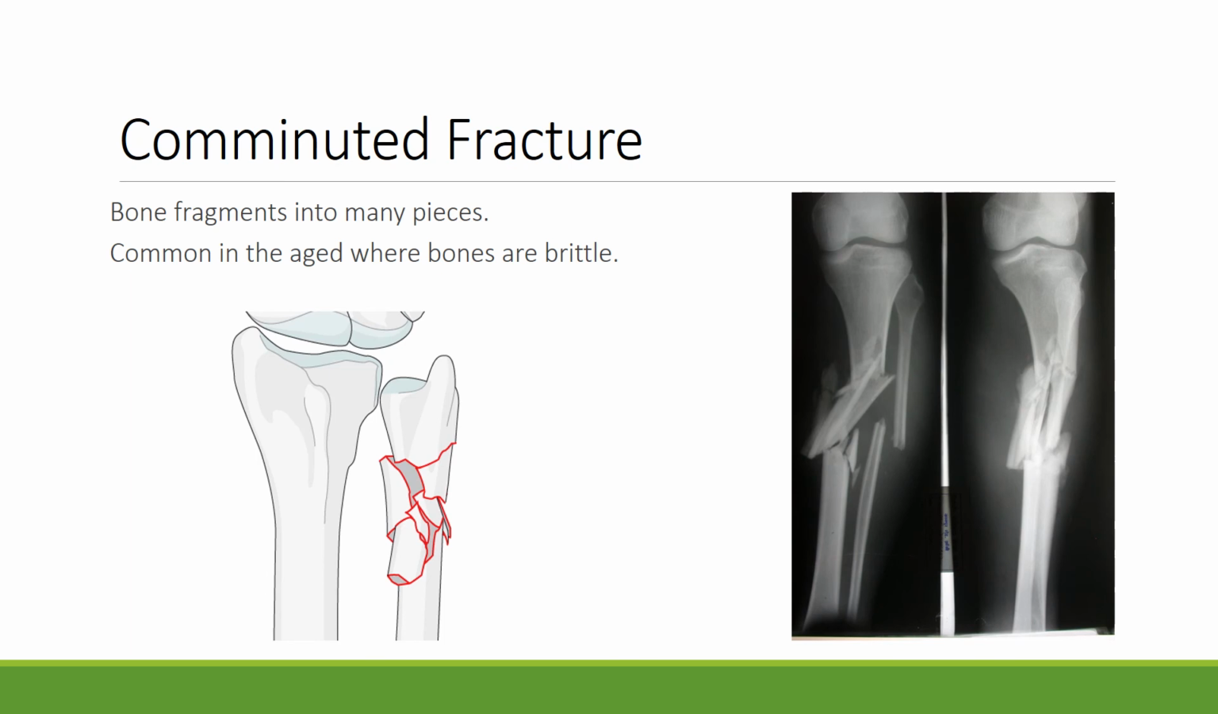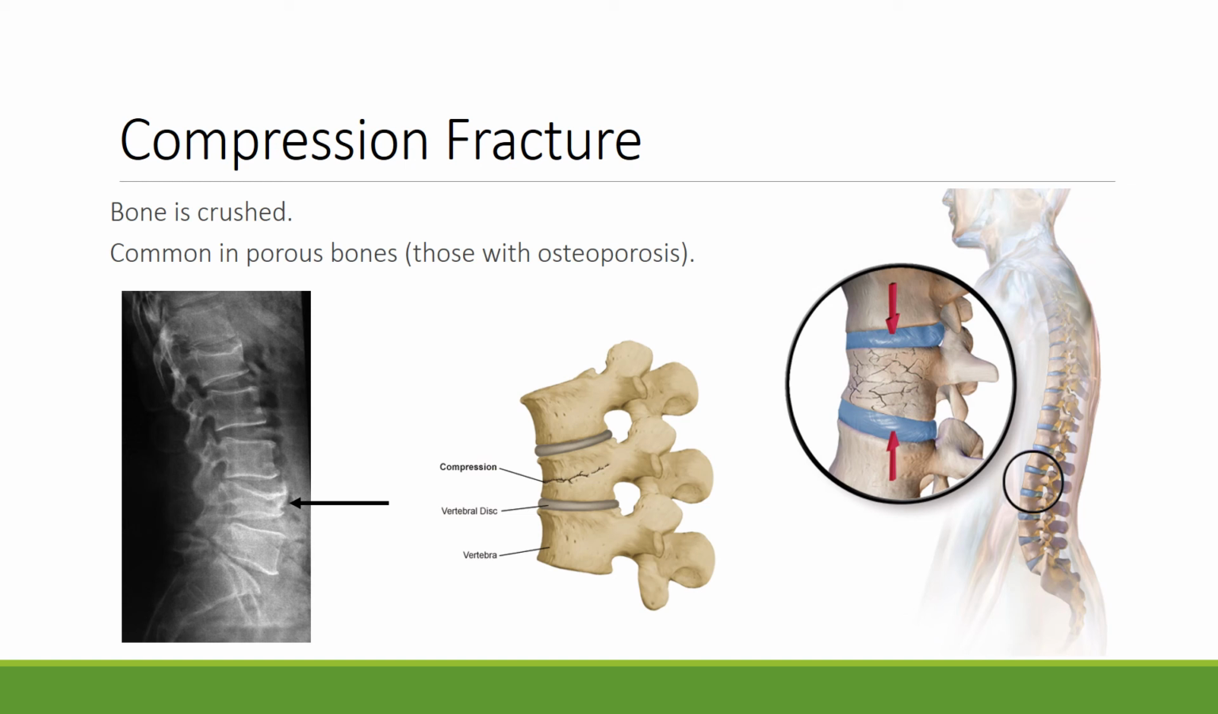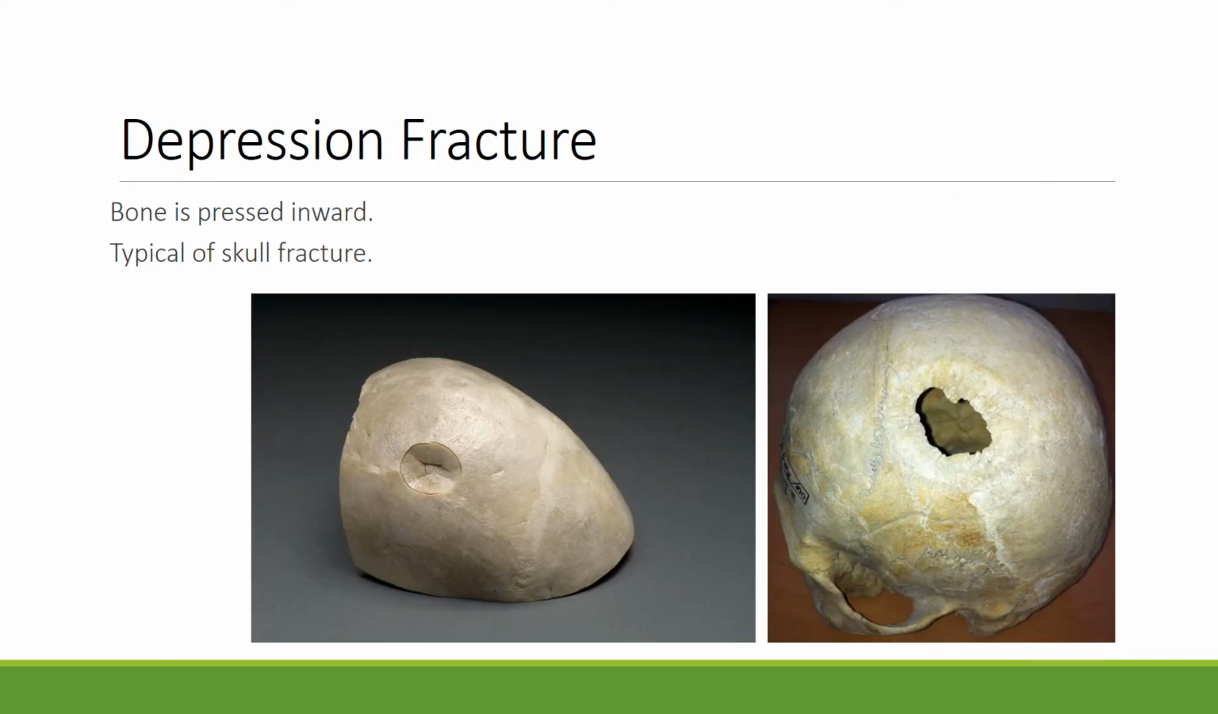This is a comminuted fracture, where the bone actually breaks or fragments into many, many pieces. It's common among the aged where the bones are brittle. A compression fracture is a break in which the bone is actually crushed. It's common in people with very porous bones, like the elderly who have osteoporosis. In a depression fracture, the bone is actually pressed inward. It's very typical of a skull fracture, and you can see what that looks like in the picture below.